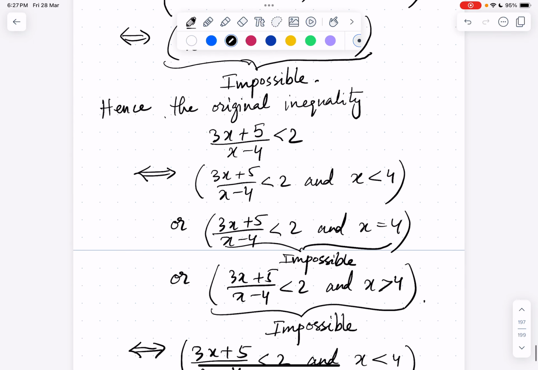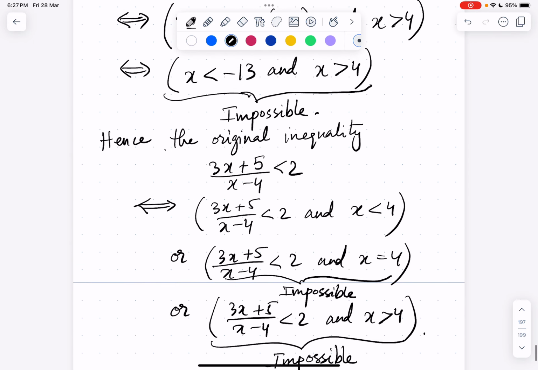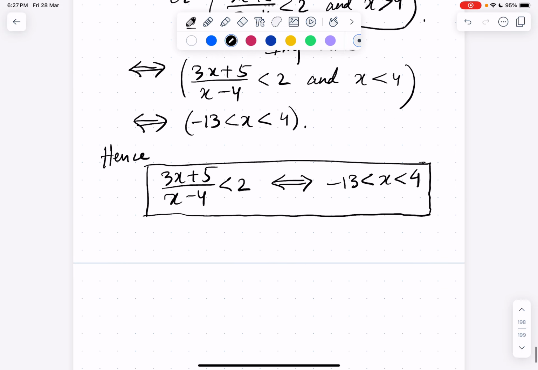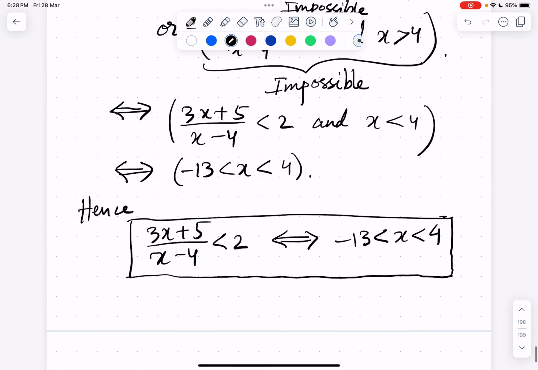So yeah, this involves casework, and these are more or less the basic examples. So that's all for this part. See you in the next part.